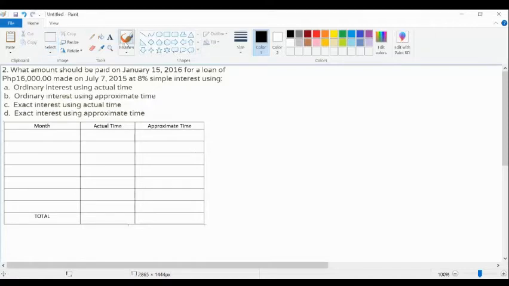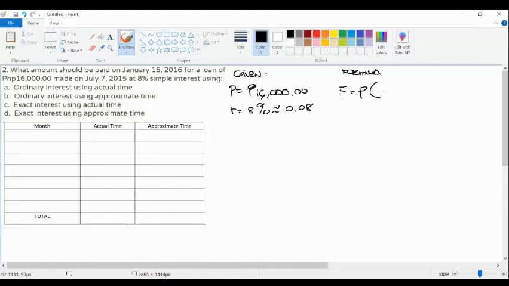Okay, so first we need to identify what are your givens. We have a principal amount of 16,000 pesos. And we also have the annual rate, which is 8%. Convert this into decimal, that will be 0.08. And we're looking for the maturity value of the loan or investment. The formula for that is F is equal to your principal amount multiplied by 1 plus rate times your time.